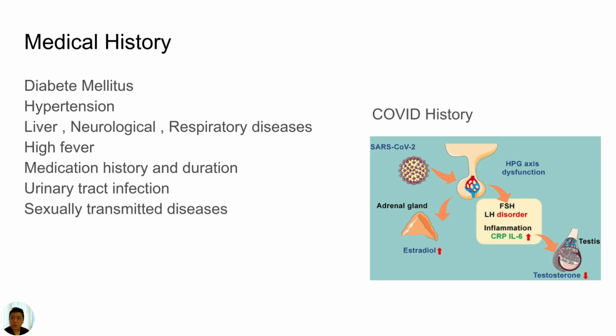For medical history, we need to take notice of diabetes mellitus, hypertension, liver disease, and whether the patient is taking long-term oral exogenous testosterone. Repeated respiratory disease and high fever may indicate underlying cystic fibrosis. We also ask about medication history and duration, and history of urinary tract infections or sexually transmitted disease, which can cause blockage of the ductal system. Recently, research has found that COVID history may need to be considered, which can affect the hypothalamic-pituitary-gonadal axis and end up with lower testosterone.